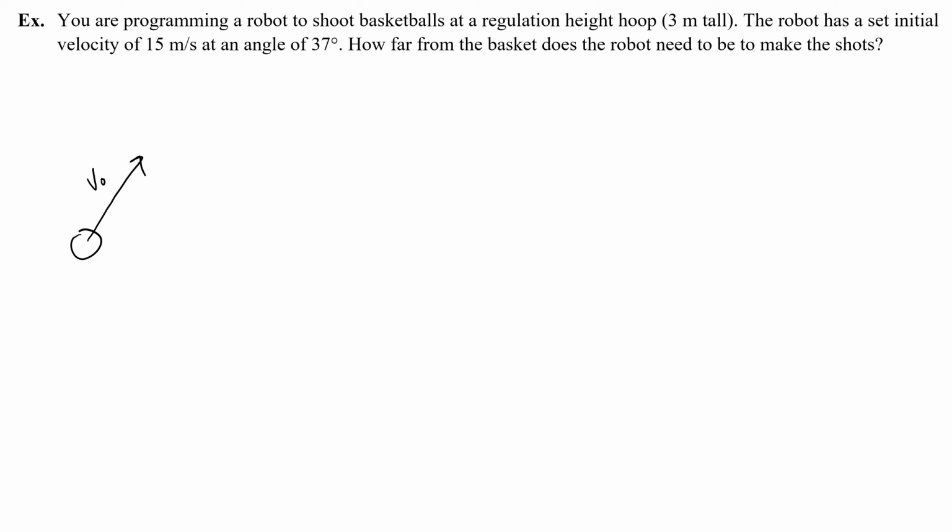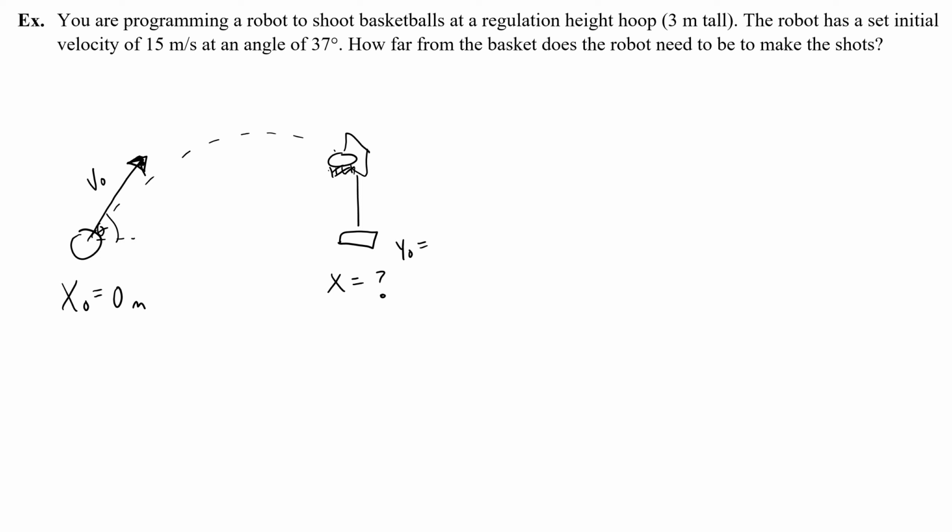V naught, the angle is above the ground, so it's going to look like that. It's a terrible arrow. And the trajectory is going to look something like this. Right, here's my basketball hoop. It's fantastic. Oh, wow, you love drawing basketball hoops. Yay. Okay. We are trying to figure out if the initial x position is 0, what will the final x position be? Like, how far away should this projectile be launched from?